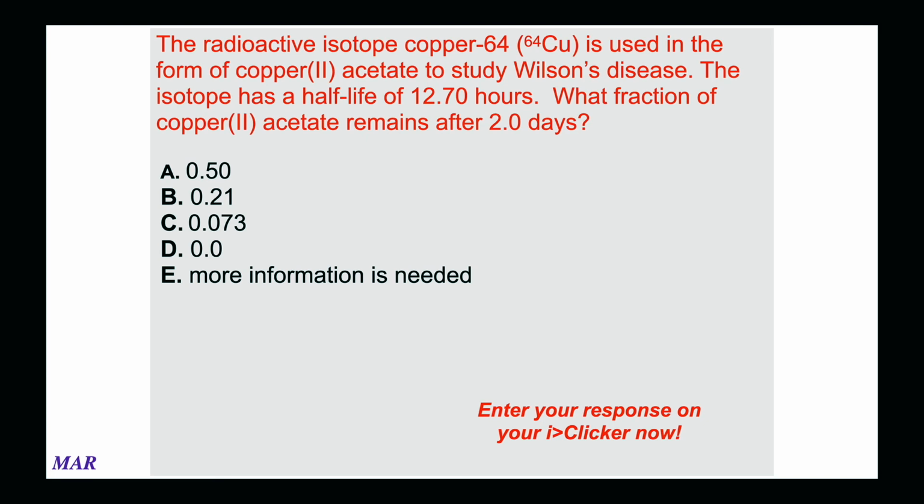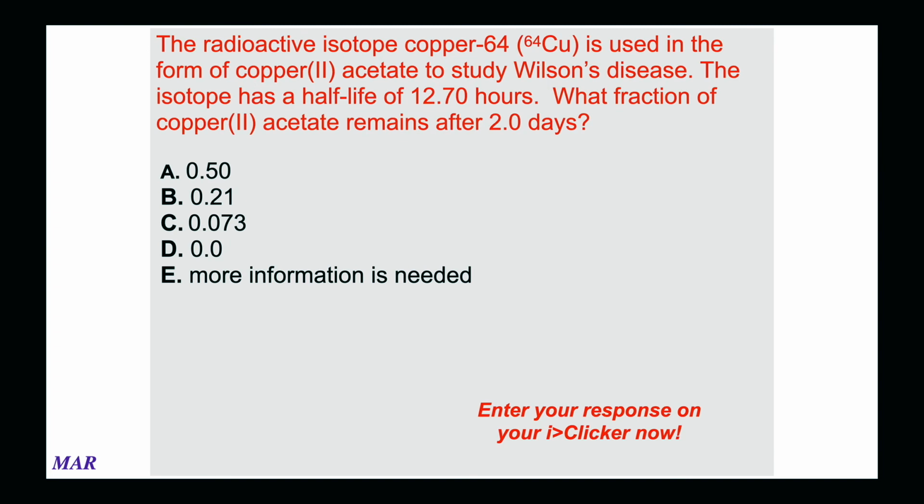Now, first of all, I hope you're starting to see here that time has to be in the same kind of units. And we have hours and we have days, all right? So the first thing I would do here is probably convert 2.0 days into hours, 48 hours. That will allow us to use the half-life and the time elapsed in hours, same kind of unit. So the fraction remaining is the R over R0.